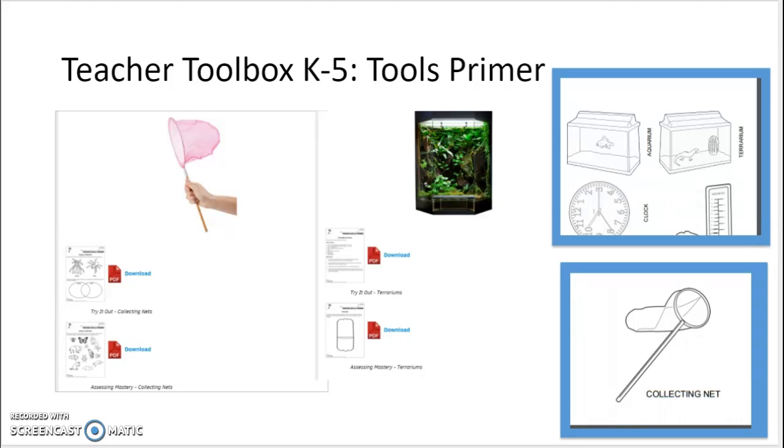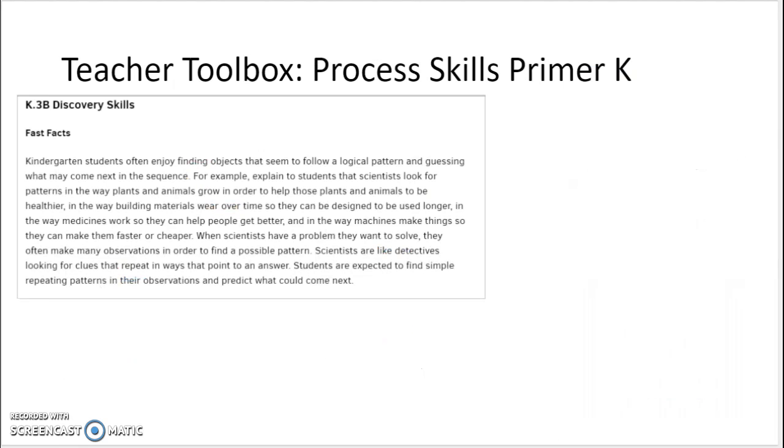In addition, STEMscopes also has something called the Tools Primer, which is in the Teacher Toolbox, and you'll find that under the grades. When you go into Scopes, you'll find that on that page. It's called Teacher Toolbox, and there are specific lessons for each of your kindergarten process skills. So there's a lesson on how to use a collecting net, there's a lesson on how to set up a terrarium, as well as the equipment cards that you see there on the right-hand side.